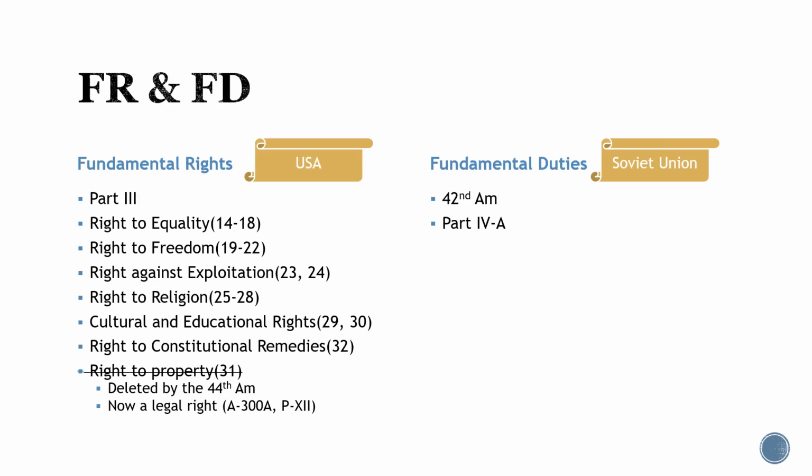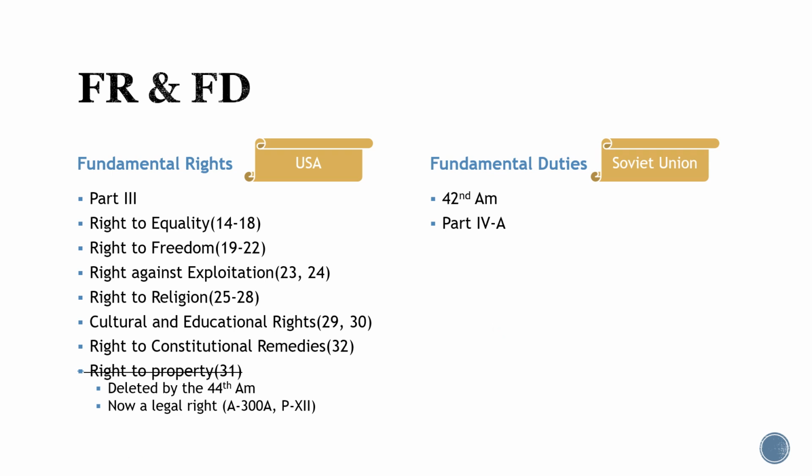Some of the other features are we have fundamental rights, which is borrowed from the US Constitution. We have fundamental duties, which are borrowed from the Soviet Union. And the fundamental duties did not exist before. We already talked about this. They were added as part of the 42nd Amendment Act, and they were added in Part 4A of the Constitution. We have fundamental rights, which are Part 3 of the Constitution. We'll talk about it separately. We have a different lecture for just the fundamental rights.